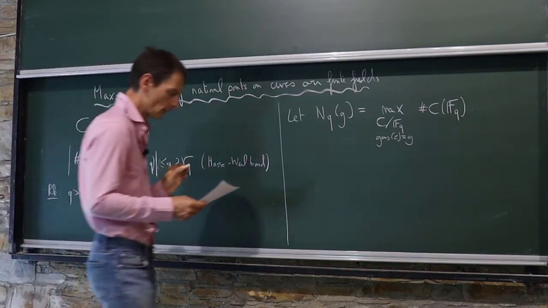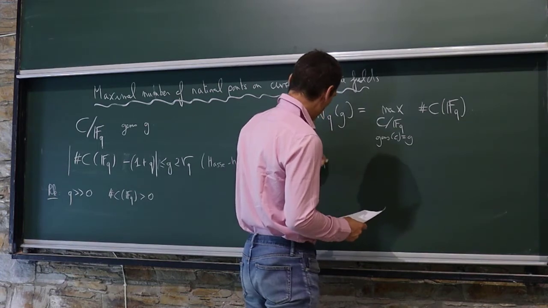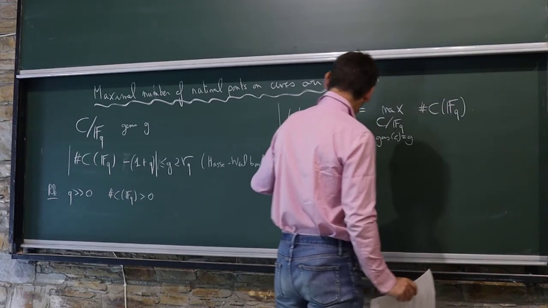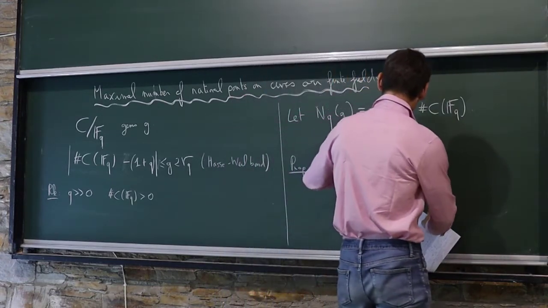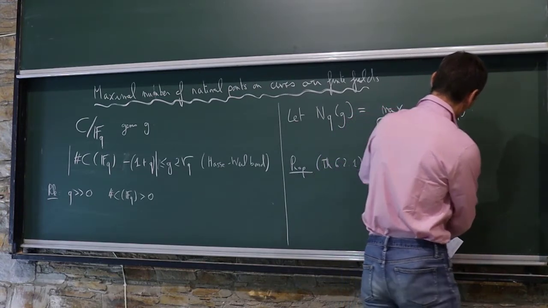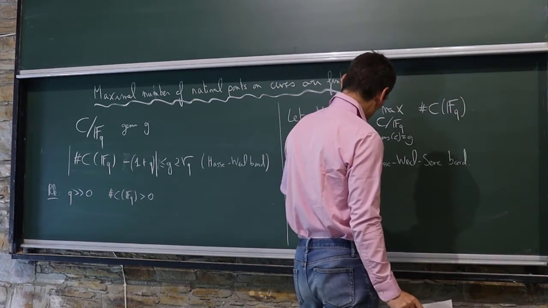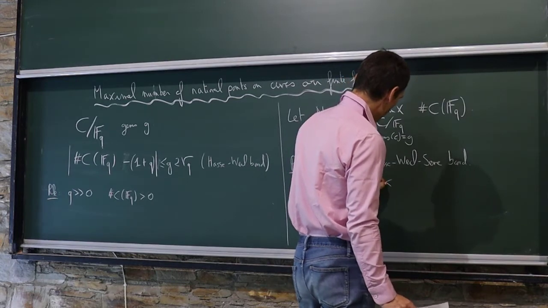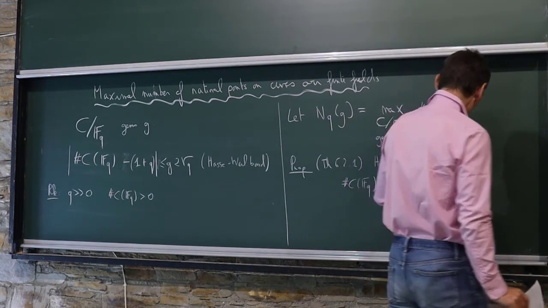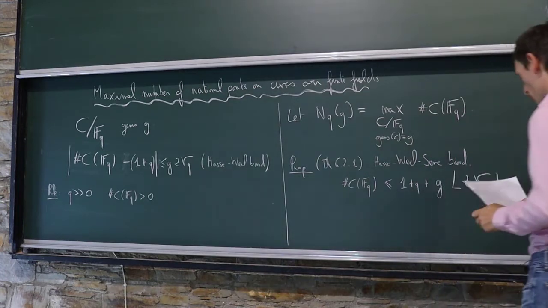This is the following proposition, which is also Theorem 6.2.1 in the notes, called the Hasse-Weil-Serre bound. It says that the number of points of C over F_q is less or equal to 1 plus q plus g times the integer part of 2 square root of q.